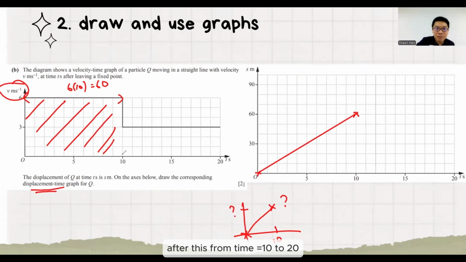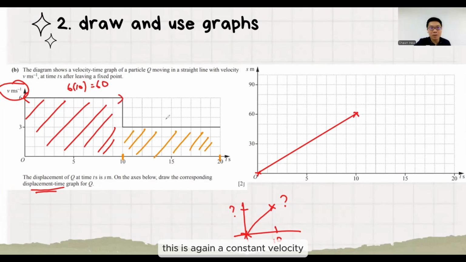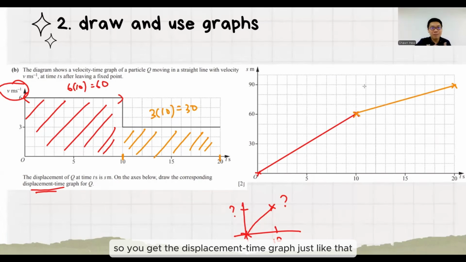After this, from time 10 to 20, this is again a constant velocity. It travels 3 times 10, which is 30 meters. So from 60 meters, after 10 seconds, it travels another 30 to reach 90. So you get the displacement-time graph, just like that.